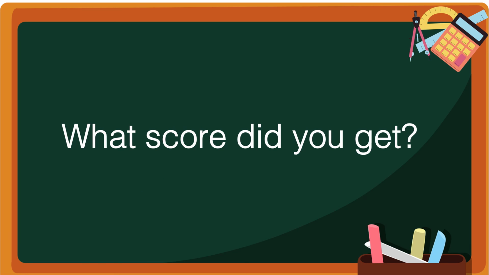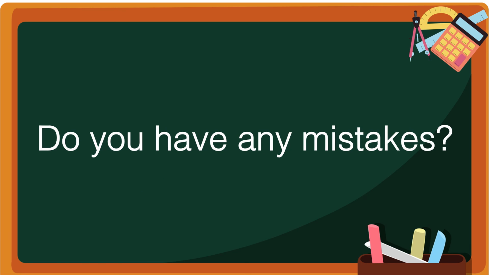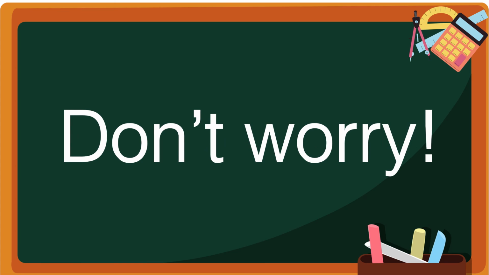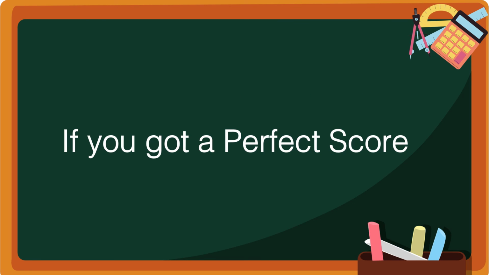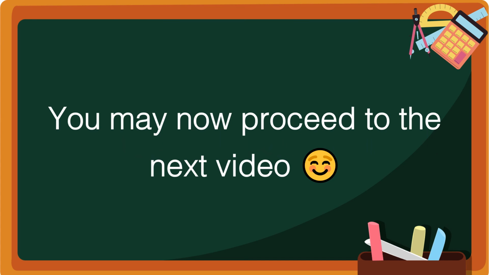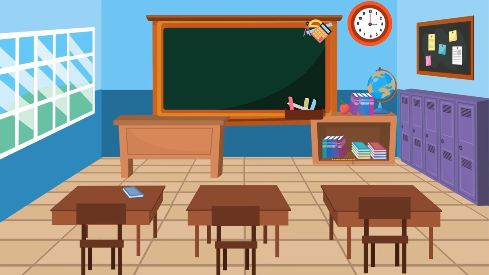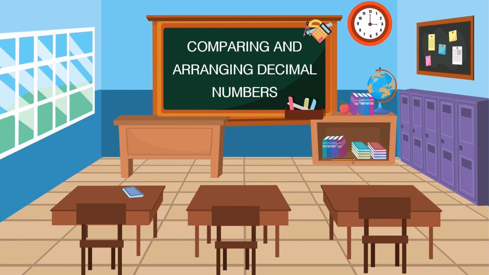What score did you get? Do you have any mistakes? Don't worry. You can replay the video and go over the activity again. If you got a perfect score, congratulations! You may now proceed to the next video. You may continue the rest of the activities on comparing and arranging decimal numbers.